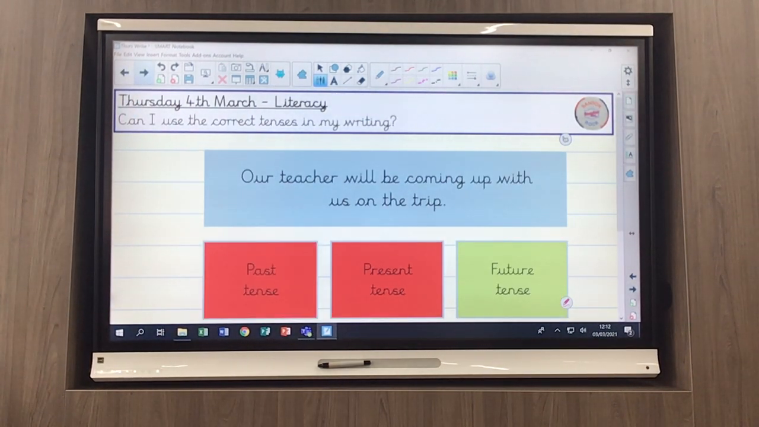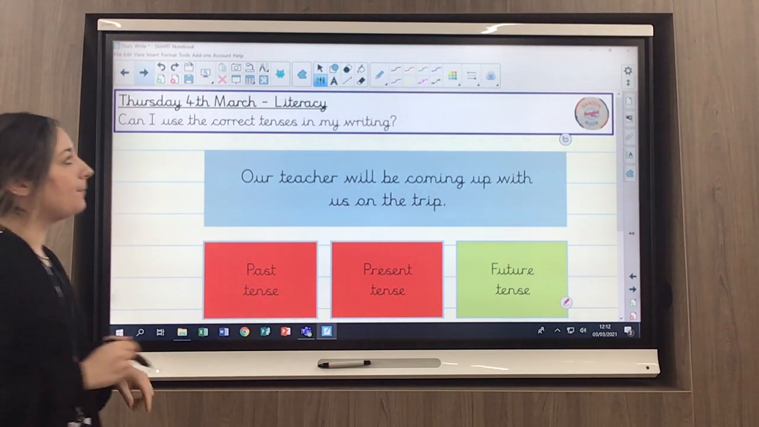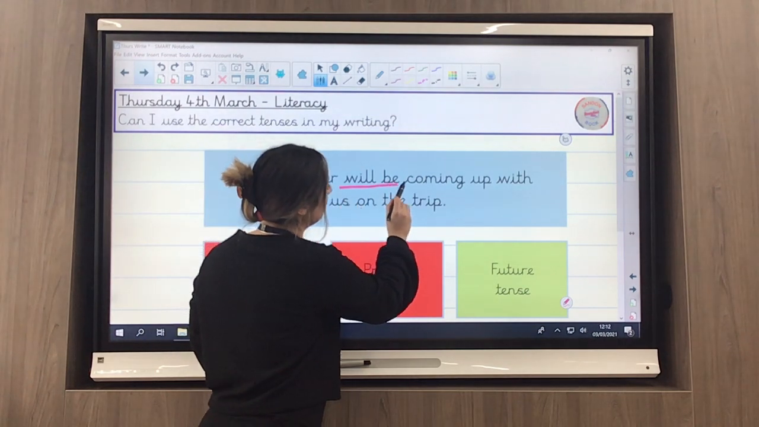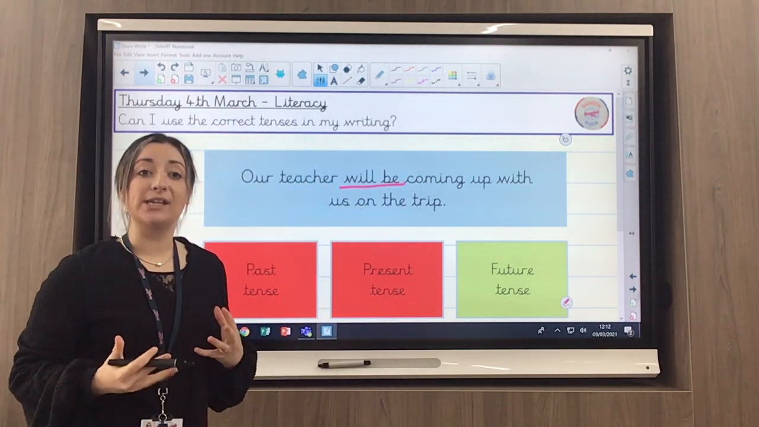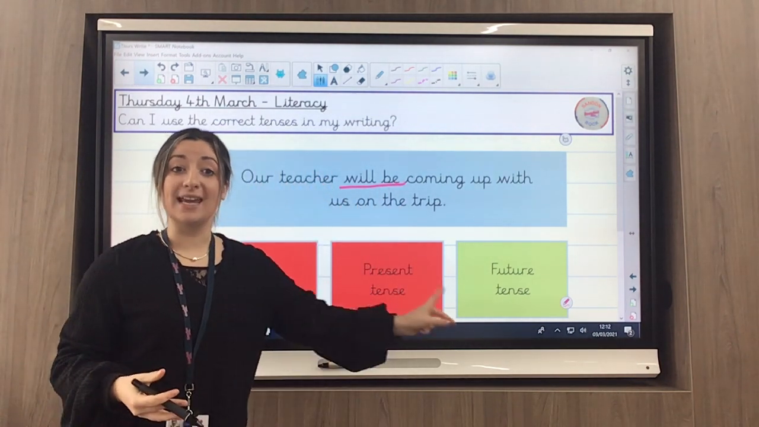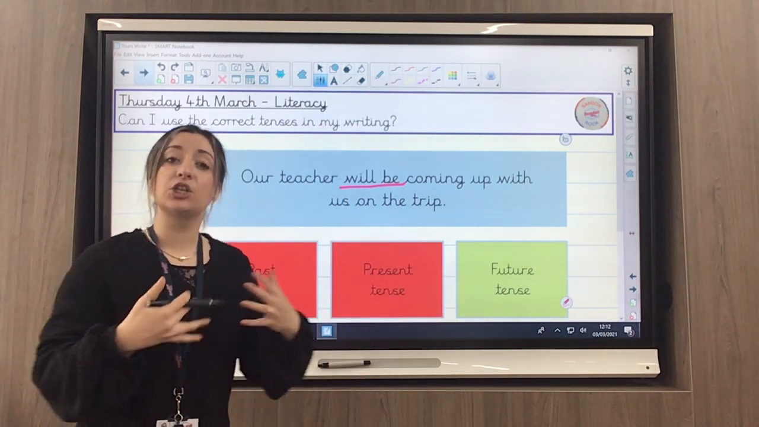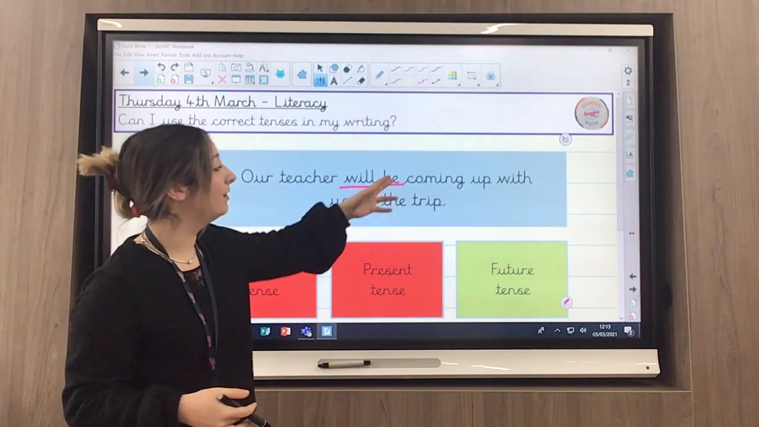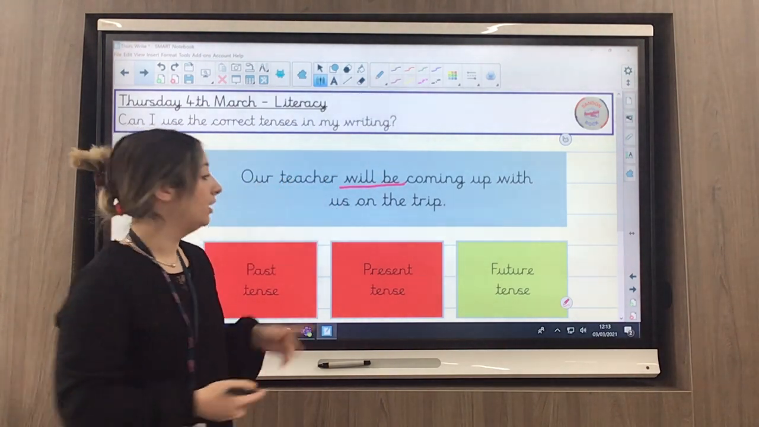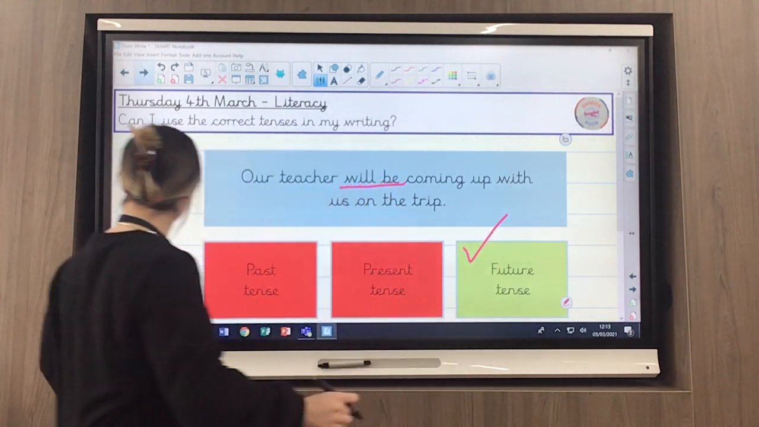Okay, so our teacher will be coming up with us on the trip. And remember, what did we talk about just now? We said will be is our big clue for which tense. Well done, it is future tense. So if you see will be, you know that it's going to happen. So our teacher will be coming with us on the trip. So that is future tense.